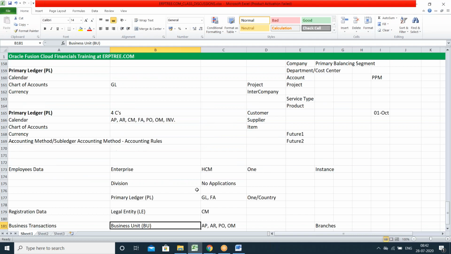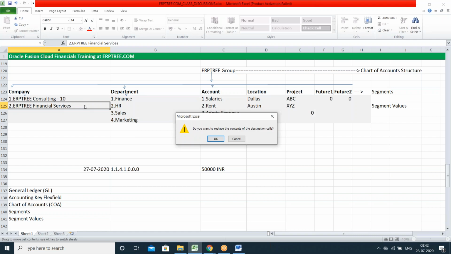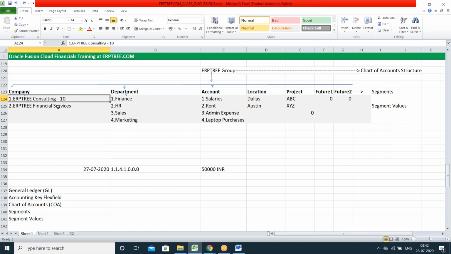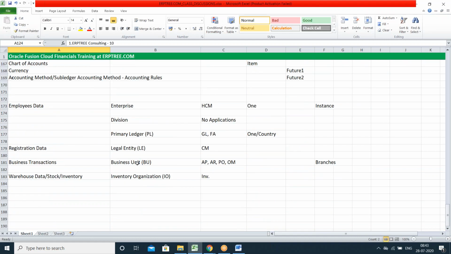Okay, best practice. Say in reality you have two different businesses. So consulting business you are doing in 10 locations, and the financial business you are doing in 5 locations. Total how many locations? 15 locations. Now we have to create 15 business units. Those 15 business units you have to take as 15 companies. So this is a very important point which you have to understand. How many business units you have as per your real business, those many companies you have to create within the chart of accounts.